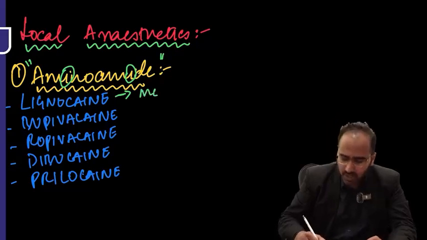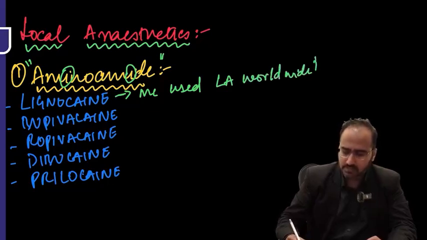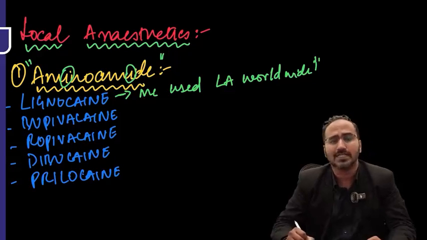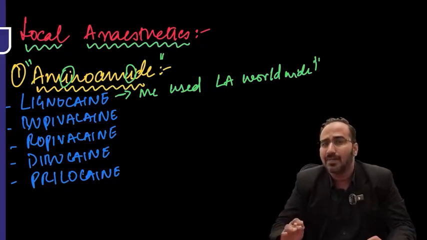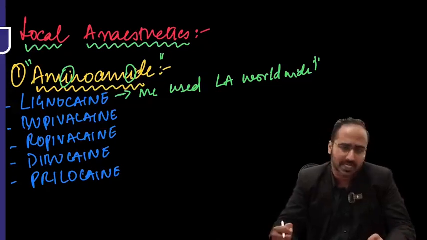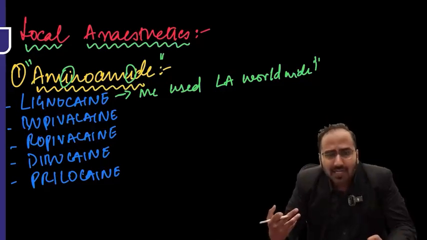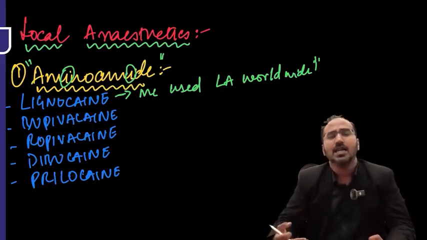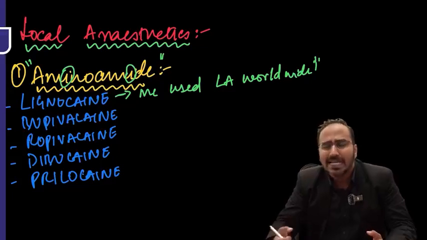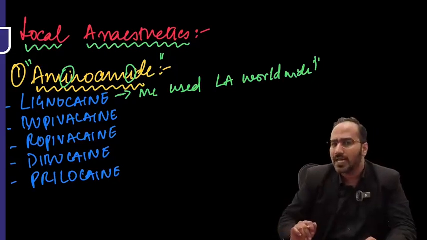Lignocaine is the most commonly used local anesthetic worldwide. Why? Because it has very common uses, guys. The use case of lignocaine is very vast. It is commonly used in IVRA, and for many other anesthesia techniques. So lignocaine is a commonly used local anesthetic.